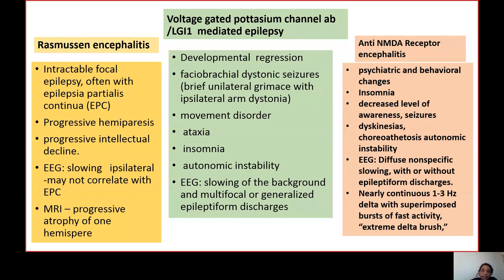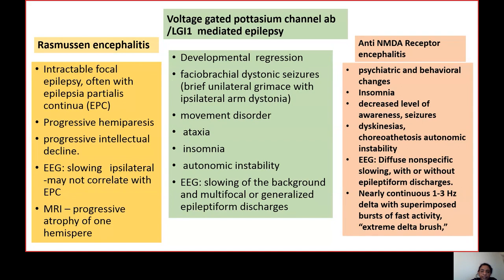And then the other entity that you are very familiar with is anti-NMDA receptor encephalitis, where the patients mostly present with psychiatric and behavioral changes. And they may stop talking, or they may talk more sometimes. They may have mutism. And again, insomnia is a feature in, I think, probably the two of them. And they can have seizures, and they can have decreased level of awareness. They can have dyskinesias, right? And then EEG, again, might show non-specific slowing only.